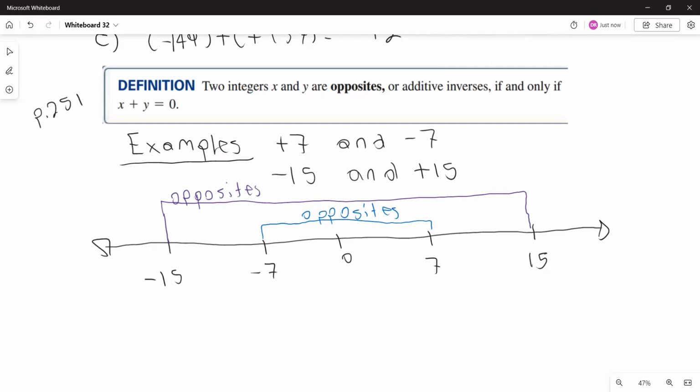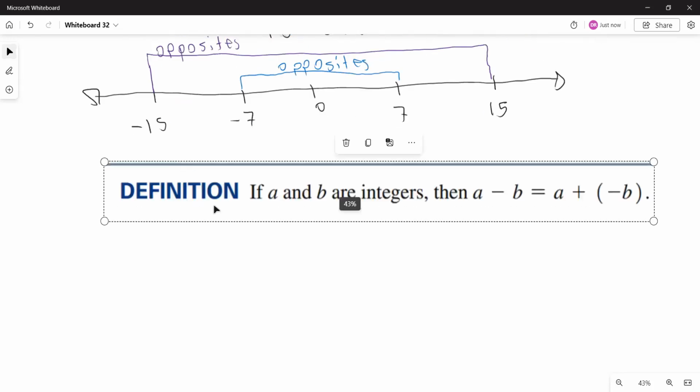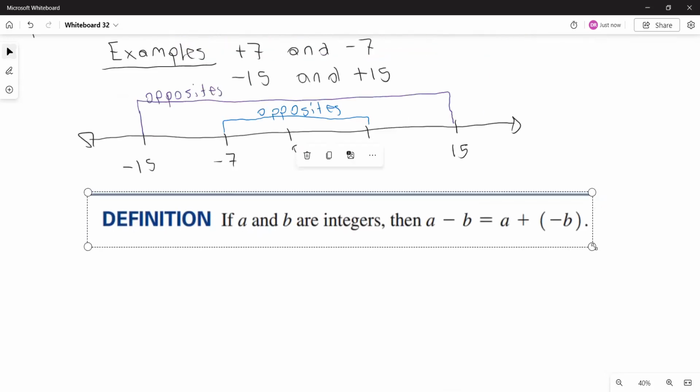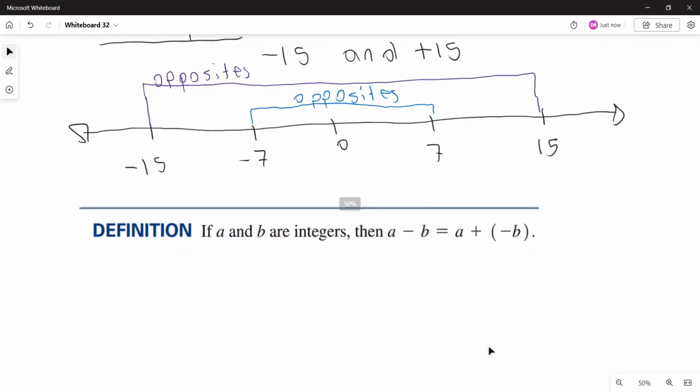With that in mind, with the definition of opposites, we can define subtraction of integers. So this is nothing you didn't know before. I mean, we have been doing arithmetic since the beginning of the semester. But with integers, if a and b are integers, then a minus b is the same as a plus the opposite of b. So a couple of examples.